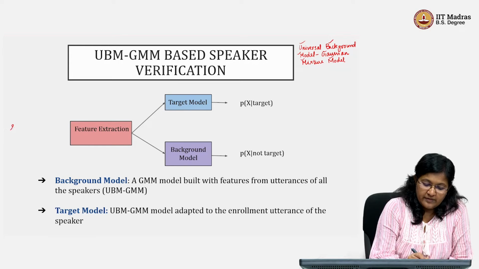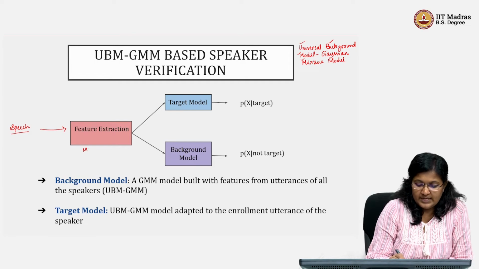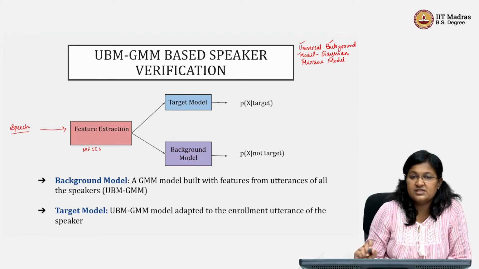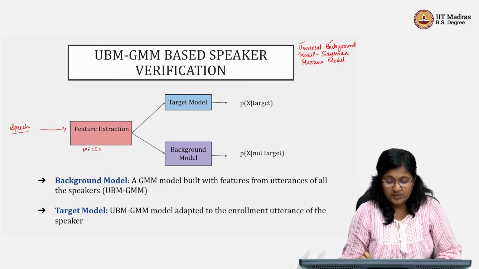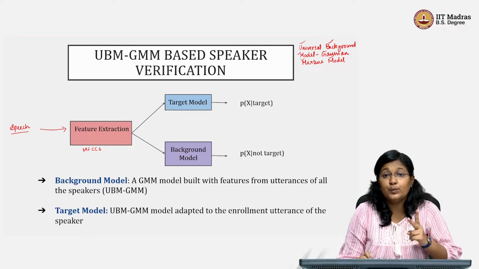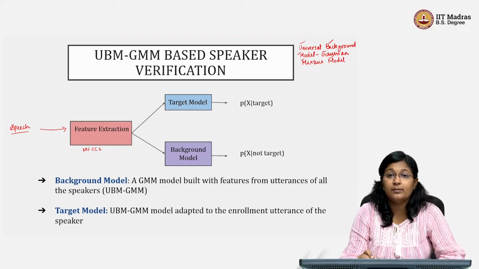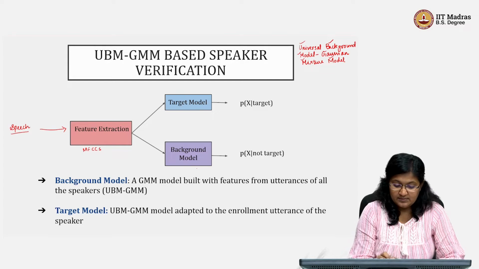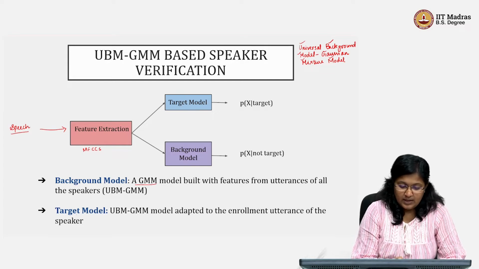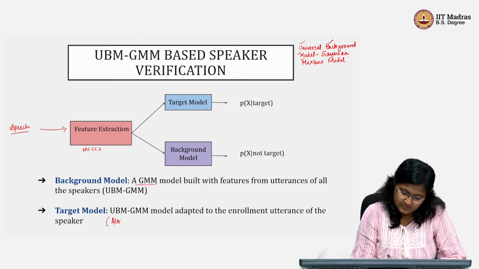You would have recorded speech, correct? And from speech you do feature extraction. This is mostly MFCCs. You must have seen this in the earliest set of lectures of this course, how to extract MFCCs. And then you build two models. One is called the target model. Second one is your background model. Both these models are GMM models. This is also a GMM model, and target model is again a GMM model only.